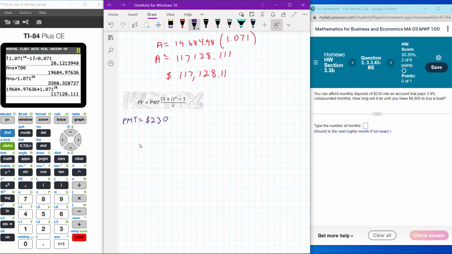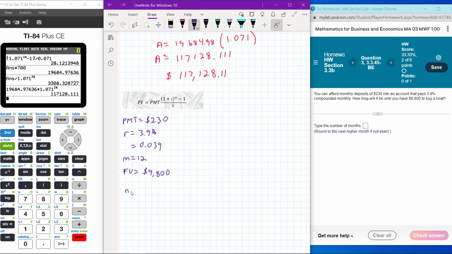The account pays 3.9% interest compounded monthly. So R is equal to 3.9%, which is also going to be equal to 0.039, 3.9% divided by 100. We are compounding monthly, so that means that m is equal to 12. And we want to know our future value is going to be $9,800. Okay, and we want to know what n is.